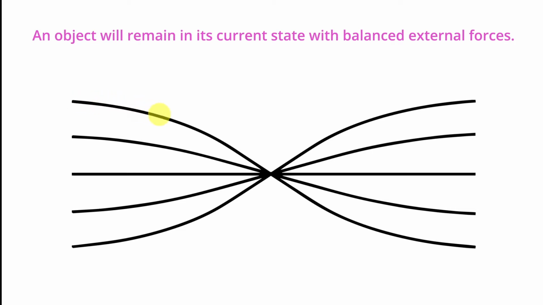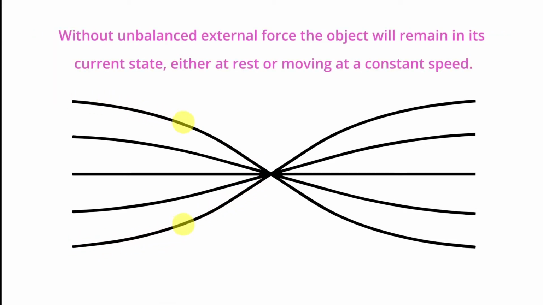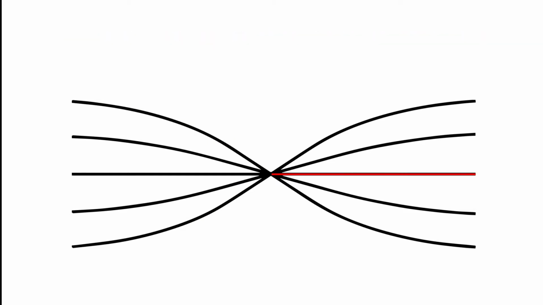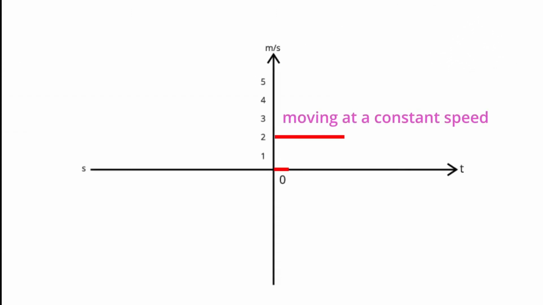The upper curved line represents the driving force. The lower line represents the resistance. Without unbalanced external force, the object will remain in its current state, either at rest or moving at a constant speed. This is represented as the horizontal straight red line in the model. In a Cartesian coordinate system, this horizontal line is consistent with the first law of Newton's motion.